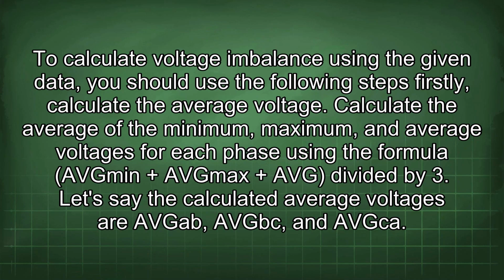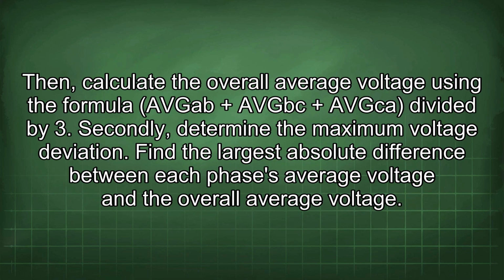To calculate voltage imbalance using the given data, you should use the following steps. Firstly, calculate the average voltage. Calculate the average of the minimum, maximum, and average voltages for each phase using the formula (AVGmin + AVGmax + AVG) divided by 3. Let's say the calculated average voltages are AVGAB, AVGBC, and AVGCA. Then calculate the overall average voltage using the formula (AVGAB + AVGBC + AVGCA) divided by 3.